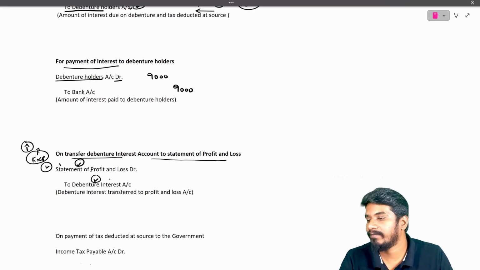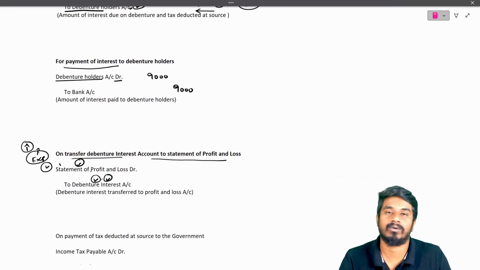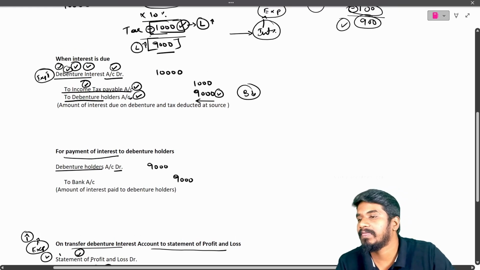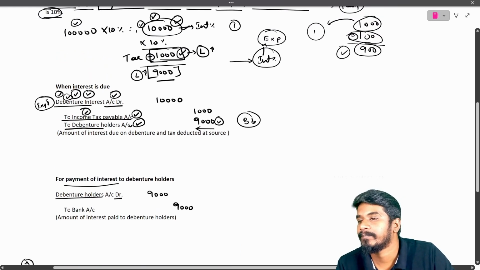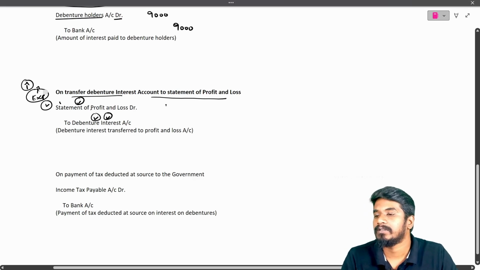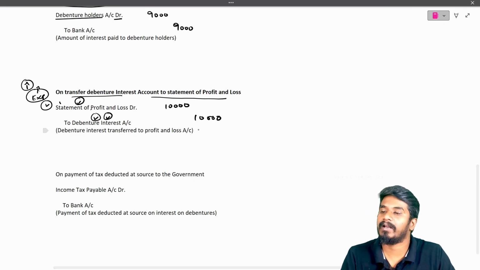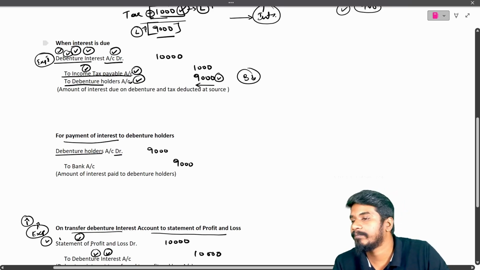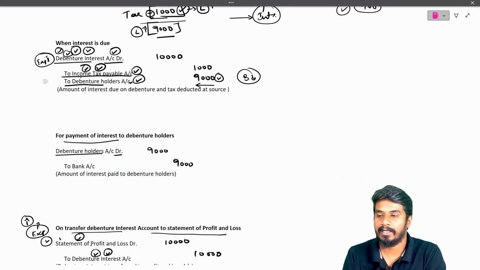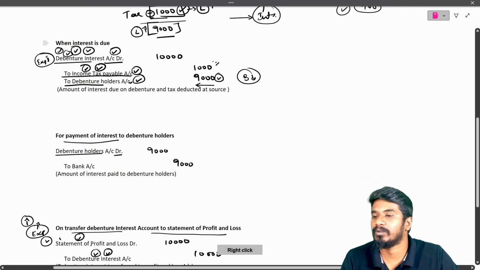So the same thing we have done here, debenture interest account. What is the interest amount? Obviously, that is 10,000 rupees. On 1 lakh, 10% is 10,000, correct? So 10,000 is the interest. And along with that, we had income tax payable, which we need to pay to the government, right? So that is 1,000 rupees.